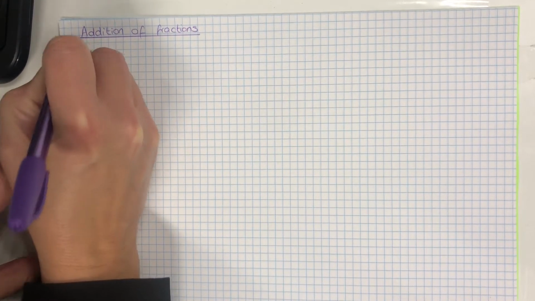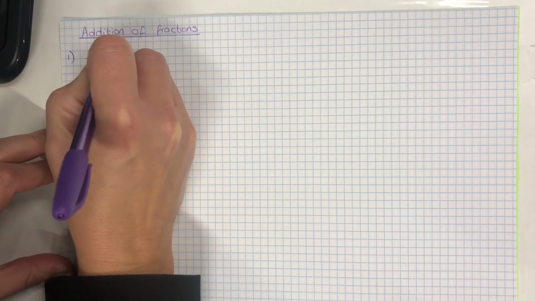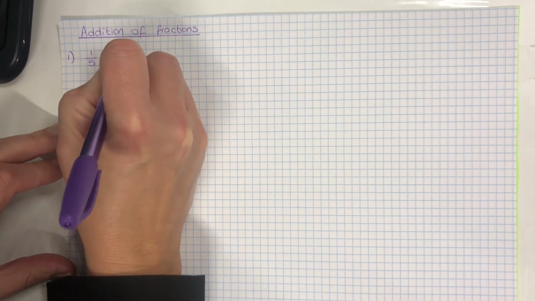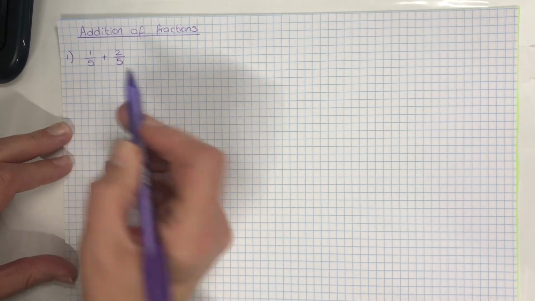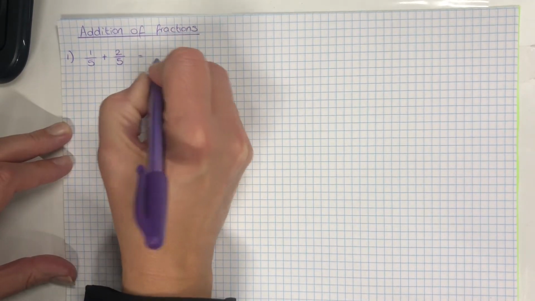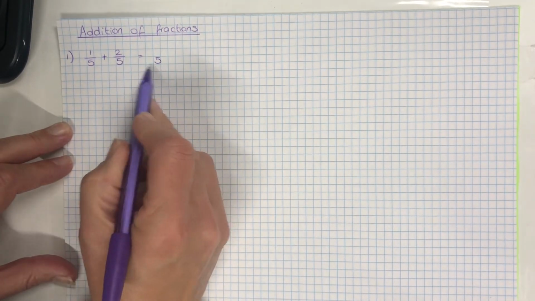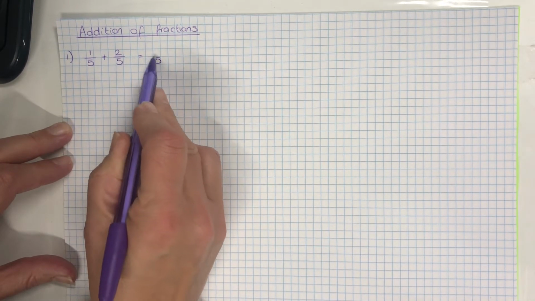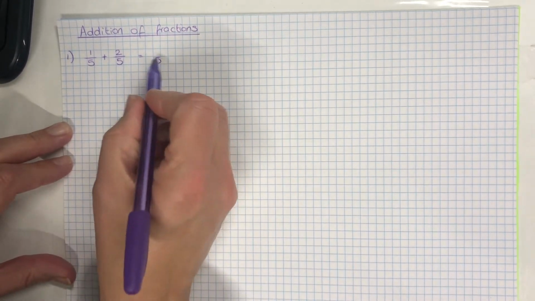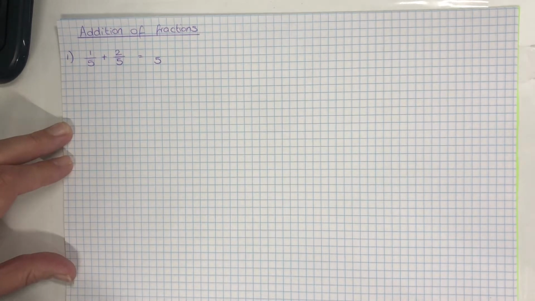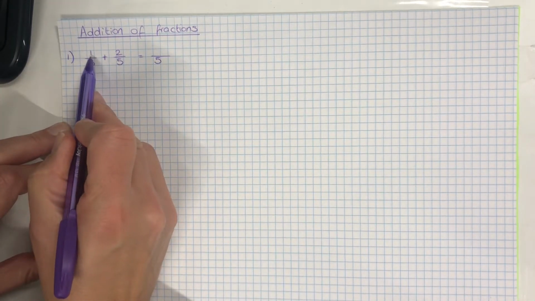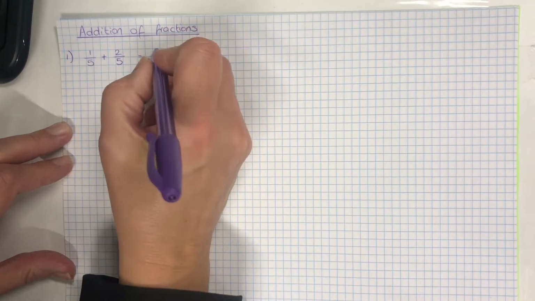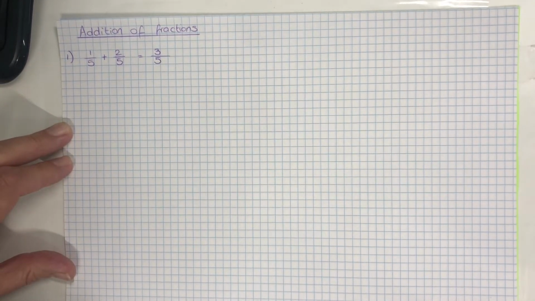1/5 and we're adding 2/5, the denominator is the same, so we keep the denominator as 5. That means that our whole has been split into 5 pieces. If it's a pizza, it's been cut into 5 slices. And then we add the numerator. We have 1/5 and 2/5, so that gives us 3/5.